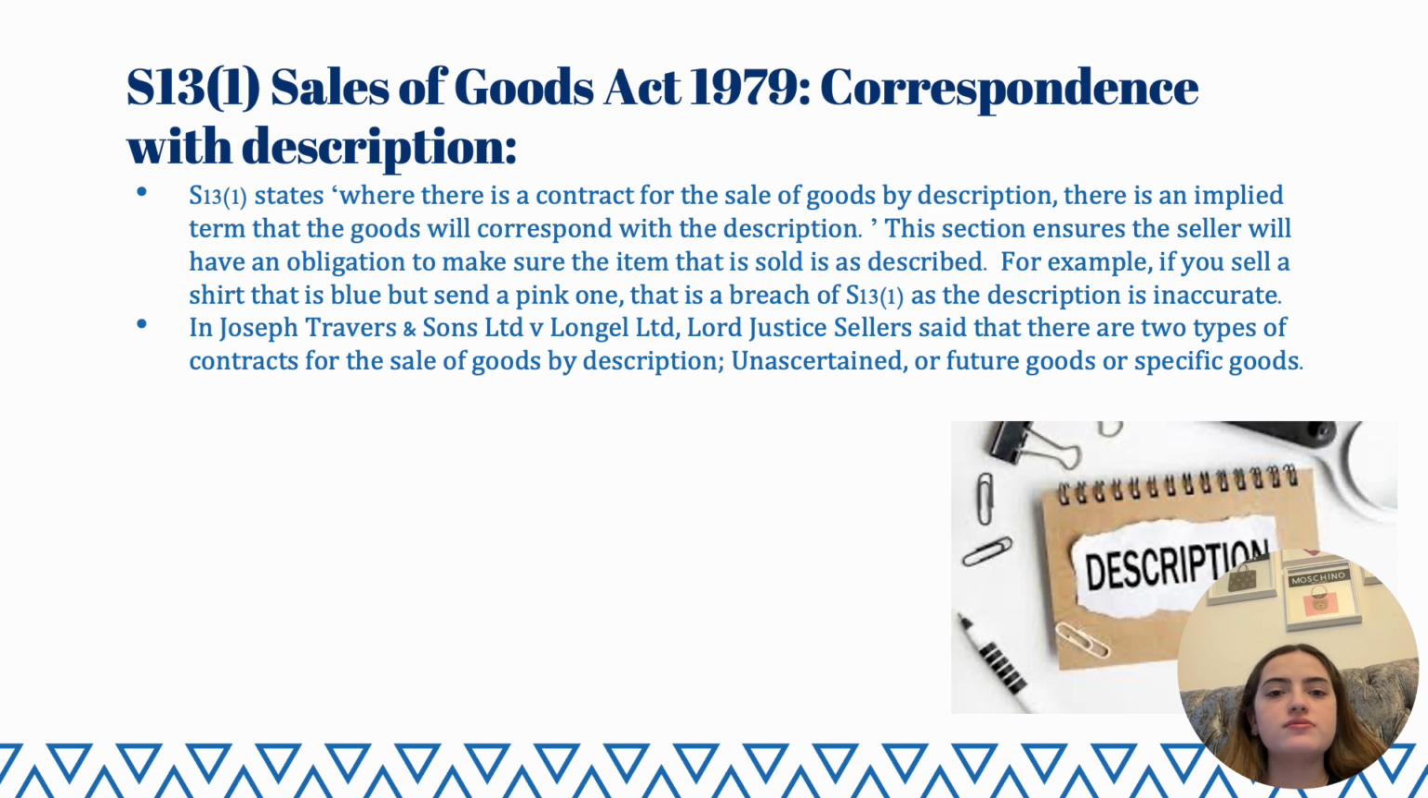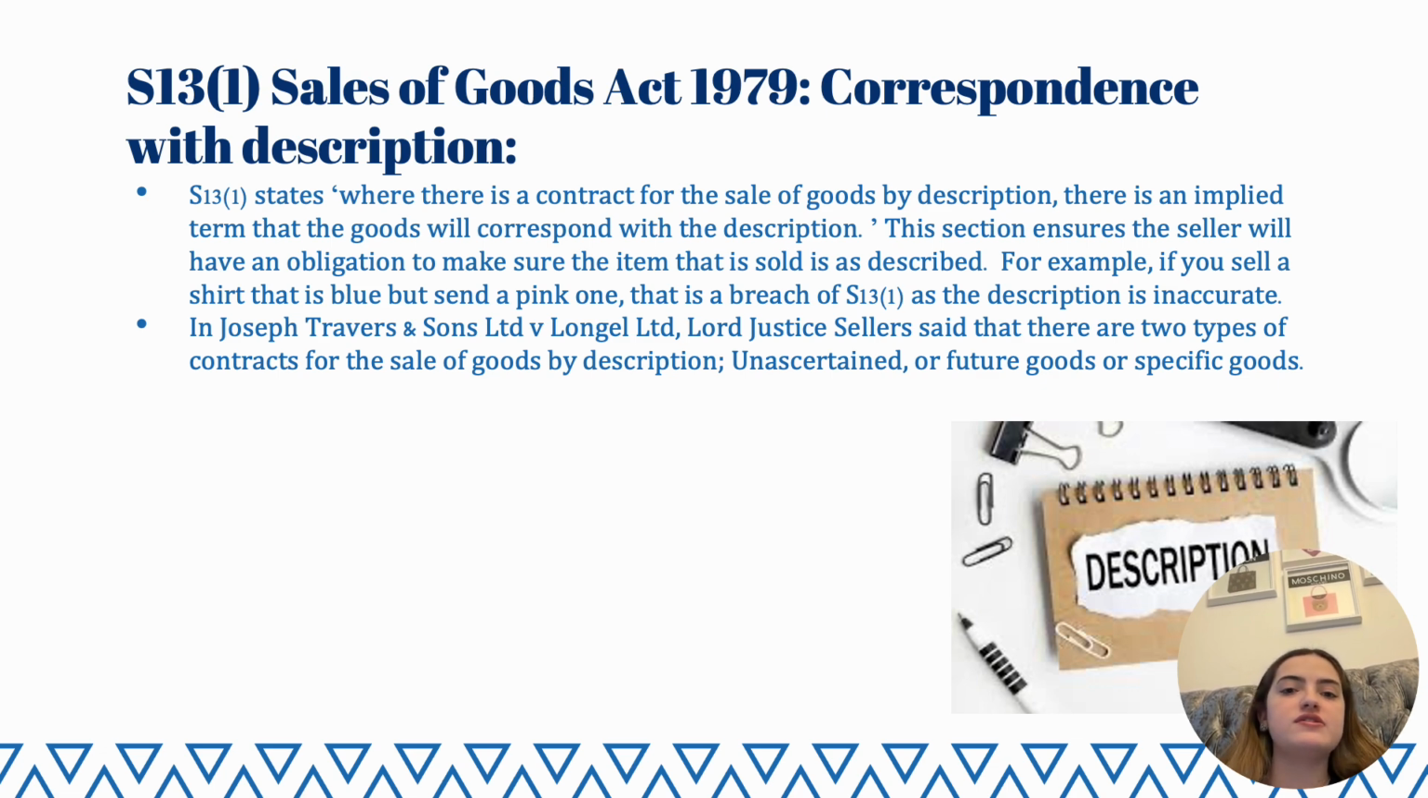Section 13(1), correspondence with description. It states where there is a contract for the sale of goods by description, there is an implied term that the goods will correspond with the description. This section ensures the seller has an obligation to make sure the item is sold as described. For example, if you sell a shirt that's blue but send a pink one, that is a breach of section 13 subsection 1, as the description is inaccurate.